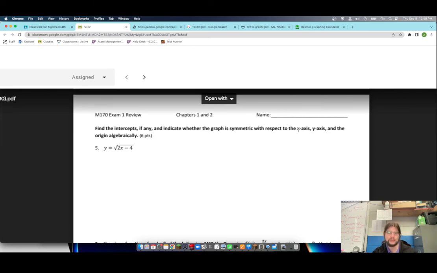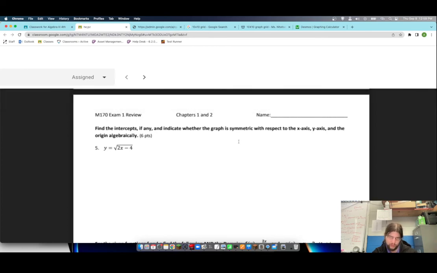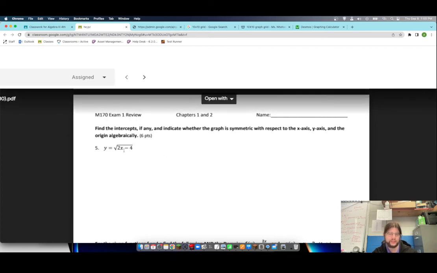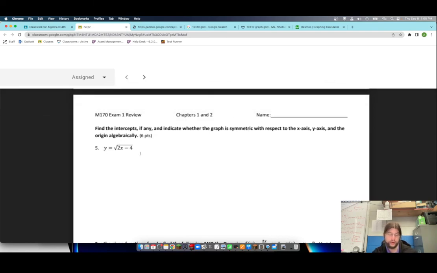So for x-axis, you plug in negative y and see if you get the same thing. You don't. Y-axis, you plug in negative x, see if you get the same thing. You don't. Origin, you plug in negative x and negative y and see if you get the same thing. You don't. So this one's not symmetric to anything. And if you think about the square root mother function, obviously it's not symmetric. You should know that by visualizing it.